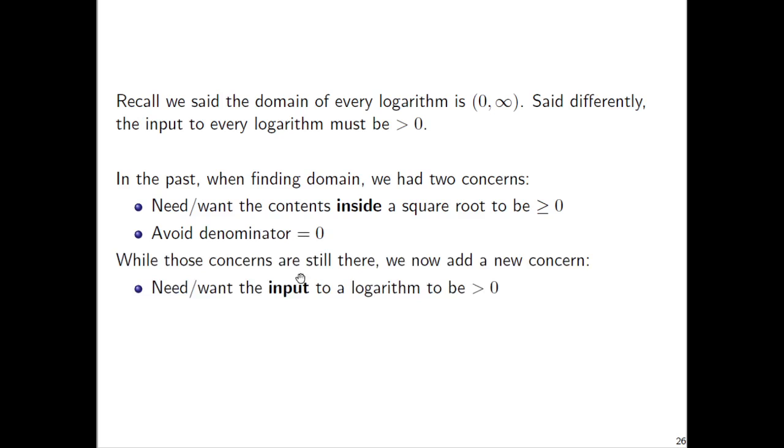Now those concerns are still there. We still need to pay attention to those two things when finding domain. But now there's a third thing. Due to the fact that the domain of a logarithm is 0 to infinity, excluding 0, we need the input to a logarithm to be greater than 0. For a radical, the contents inside needed to be greater than or equal to 0. Now the input for a logarithm has to be greater than 0. We can't include the number 0 for the input to the logarithm.